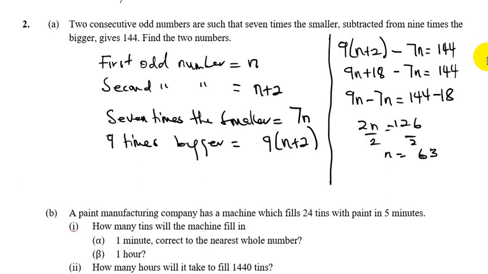So it means that the first odd number that we are talking about is this 63. Okay, so what will be the next number? The next number will be n plus 2. That will be 63 plus 2. That will give us 65. So the first number is 63 and the second number is 65. So these two numbers that they are talking about, that when you multiply by 9, multiply by whatever, you add up, you are going to get what? 144. So these are the two numbers. Is it clear?